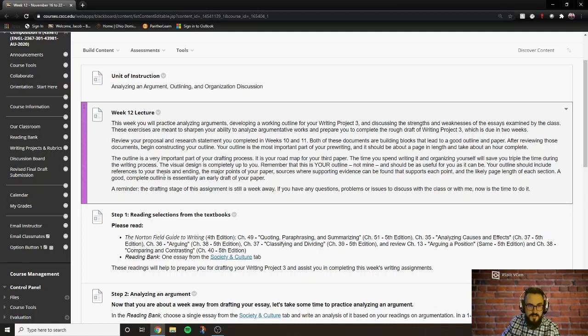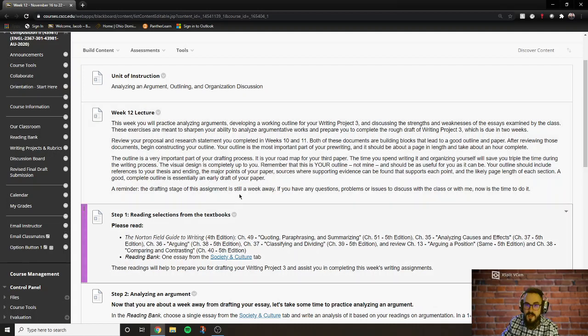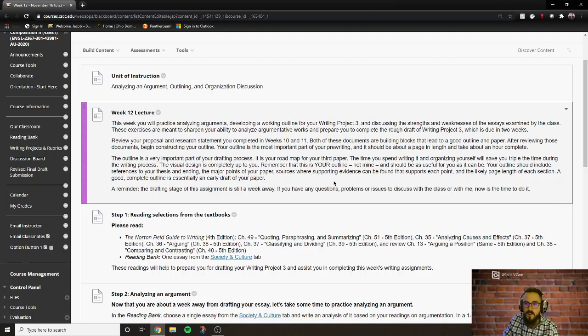The outline is an important part of the drafting process. It's going to be your roadmap for paper 3. The time you spend writing it and organizing yourself will save you extra time as you are actually drafting the essay itself. The visual design of your outline is completely up to you. I don't especially care what it looks like. The important thing is that it is useful to you.